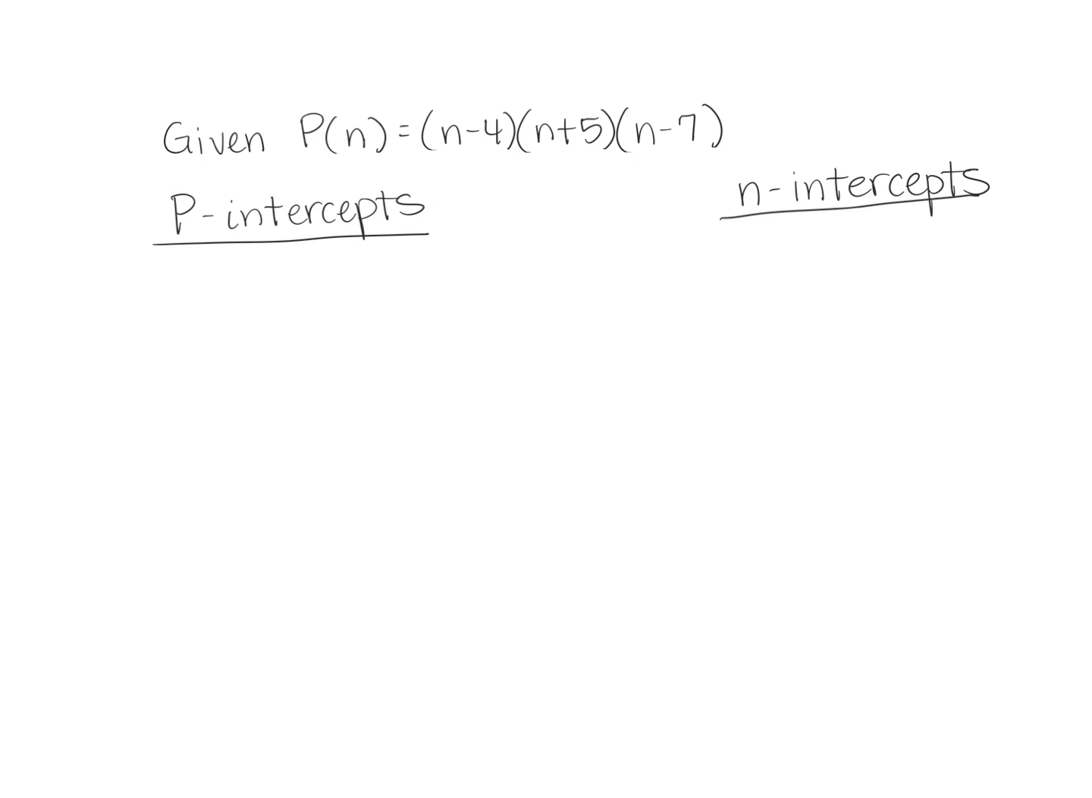The last example they ask you about is that they give you a P of n function, and it's in factored form for you, which is nice. That actually makes life a little easier. And it's asking you to find 2 different things. So your p-intercepts, all right, and then n-intercepts.